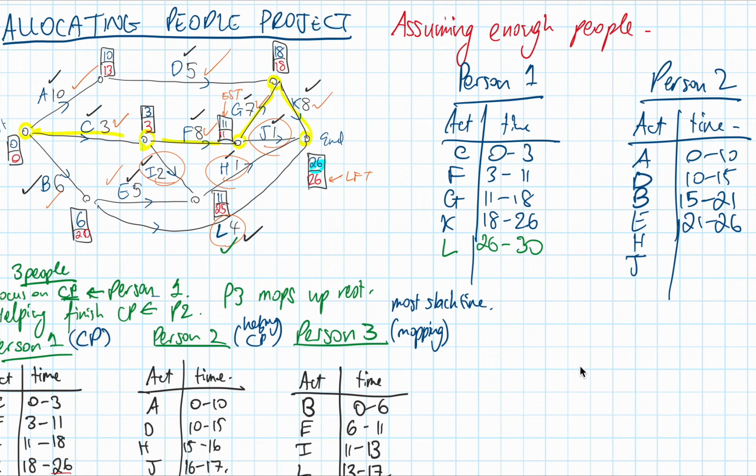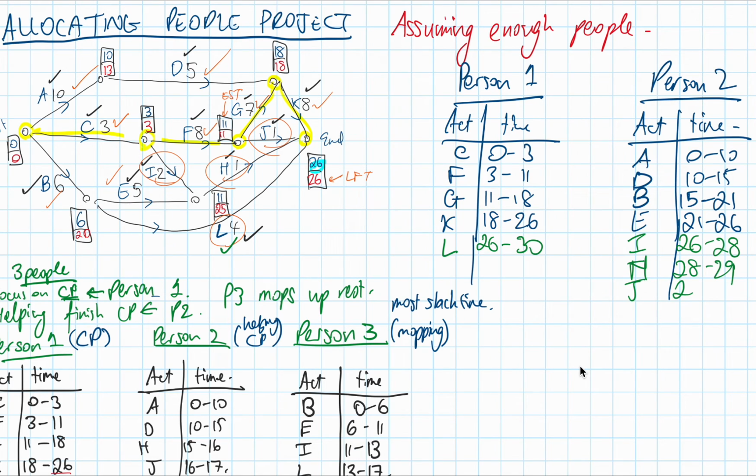Now we've got I, H, and J. Now I has to be done before J. So let's complete that. I, 2 hours, so 26 to 28. Then H, 28 to 29. And then J, 29 to 30.